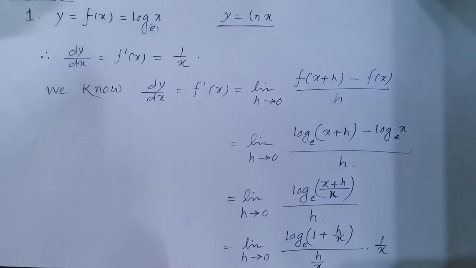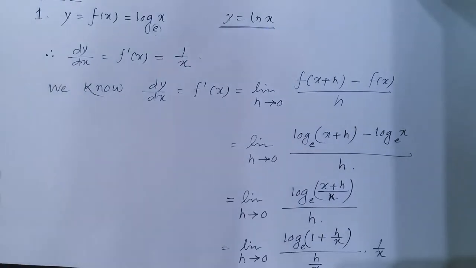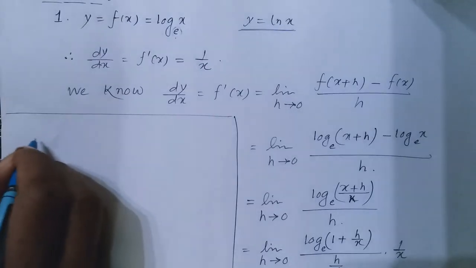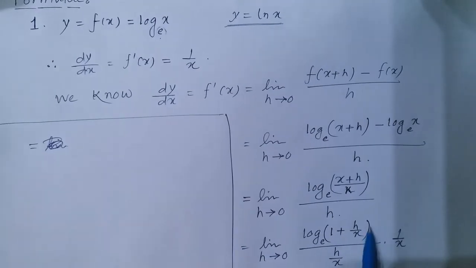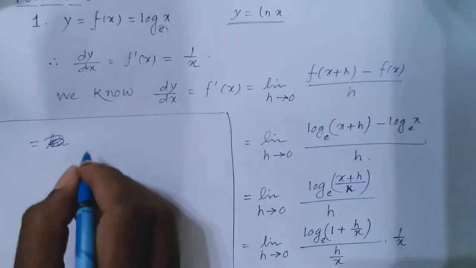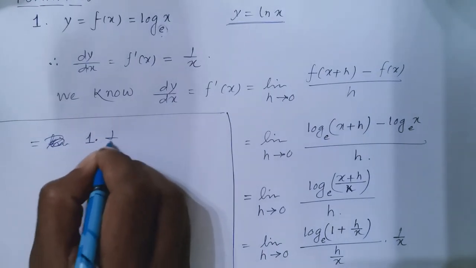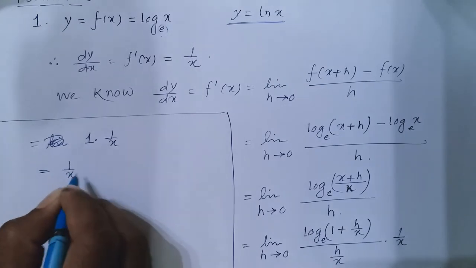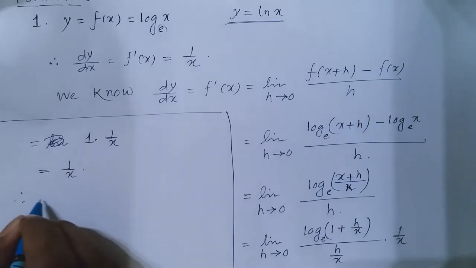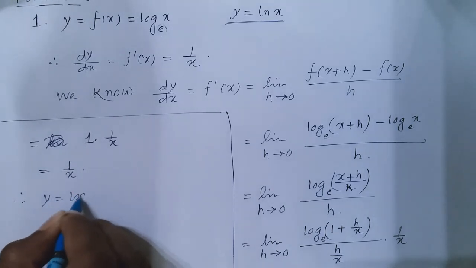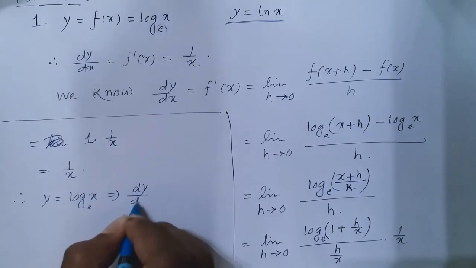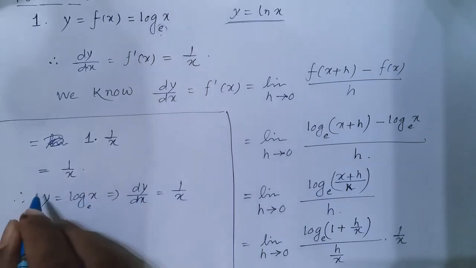Okay, now you see the next line I write here. So that is equal to, the value of this limit is 1. You know that one from the first year class, this limit is equal to 1. So that is equal to 1 into 1 by x, and so the value is 1 by x. So this is our formula. Therefore, y is equal to log x with base e, then it will imply dy dx is equal to simply 1 by x.